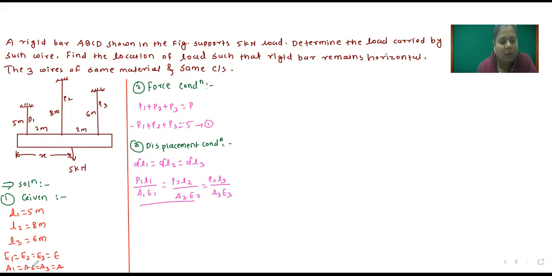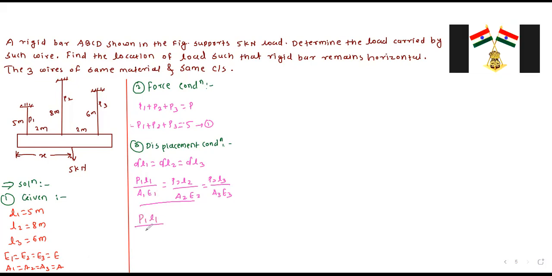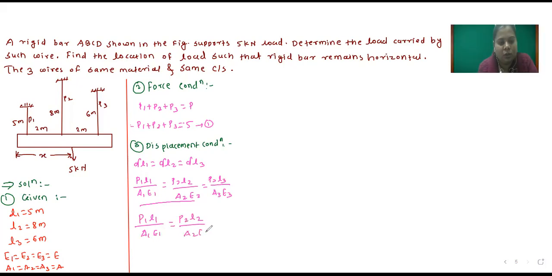So A1, A2, A3 are the areas. P1 L1 divided by A1 E1 is equal to P2 L2 divided by A2 E2. The areas are the same and Young's modulus is the same, so what remains is P1 L1 equals P2 L2. Now we will convert this equation.